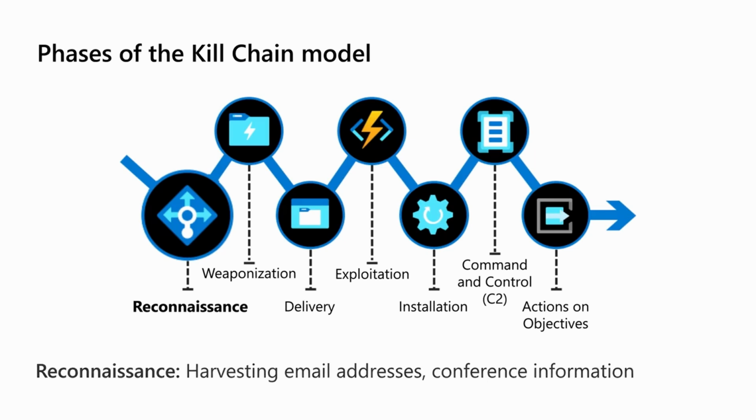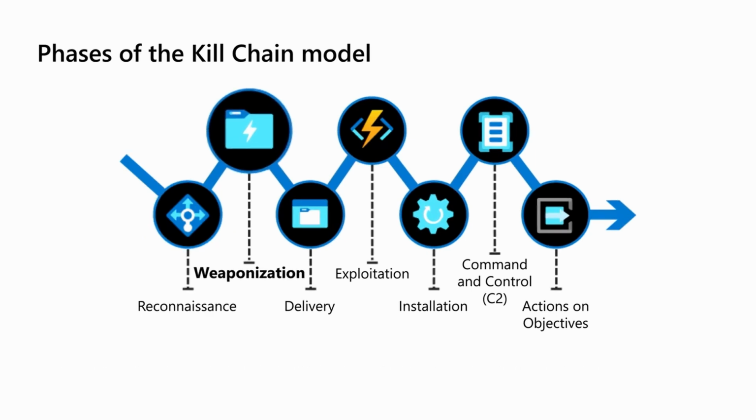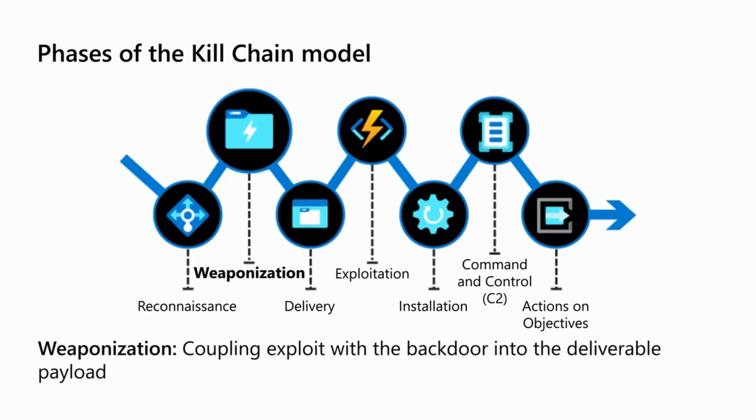In the weaponization phase, attackers take their exploits further by coupling them with a backdoor, creating a deliverable payload. This payload is carefully crafted to exploit vulnerabilities and provide the attacker with a secret entry point into the target system.